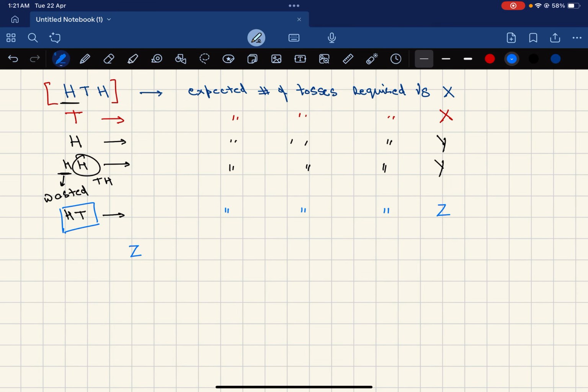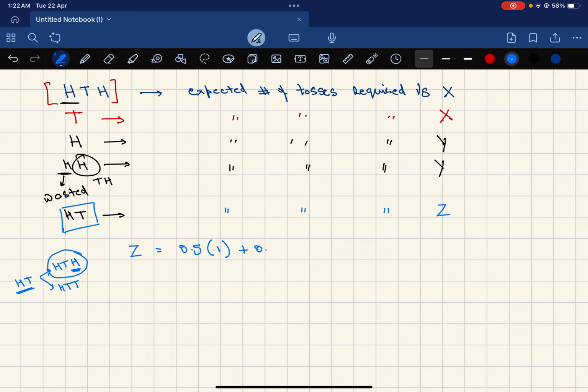Now let's say we have HT. The next particular toss could be HTH if we get a head, or it could be HTT. Now if it's HTH, then we already have got our pattern. So the probability of getting the next trial as head would be 0.5. Once we already have HT, there's a 0.5 probability that we will get the H in the next trial, and we already have our HTH pattern. Therefore we would only need one more trial in this particular case, which is to get this particular head.